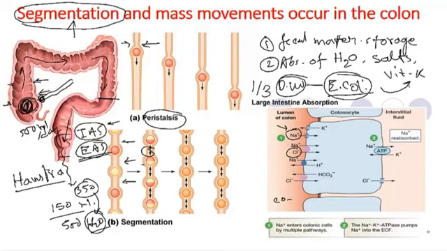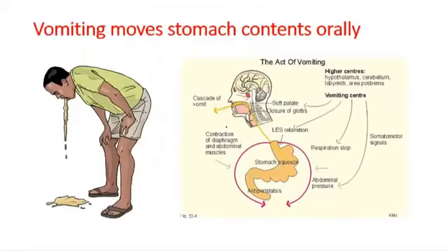Now there is a last part of this process of movement of food I want to talk about, and that is vomiting, because vomiting moves the food unconventionally, against this whole route, from the stomach through the mouth. That's not a normal process of releasing the content. Vomiting is a reflex, and that reflex is completely coordinated in the brain stem.